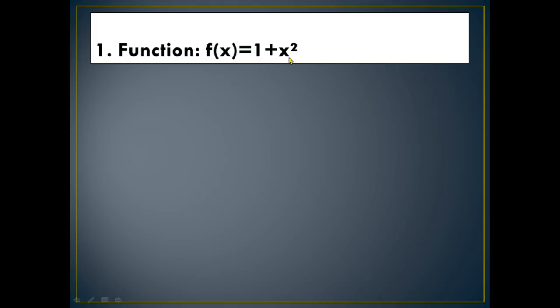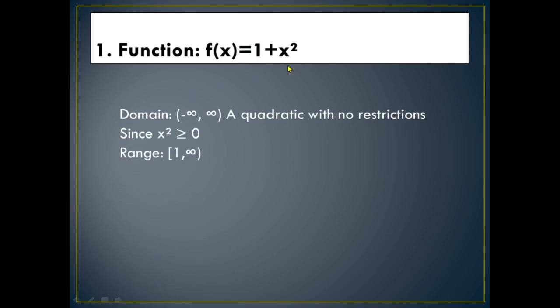The domain is the set of all possible inputs, and that domain can be any real value, either positive, negative or zero, any real value. So the domain is minus infinity to infinity. For any real value, the output will exist.